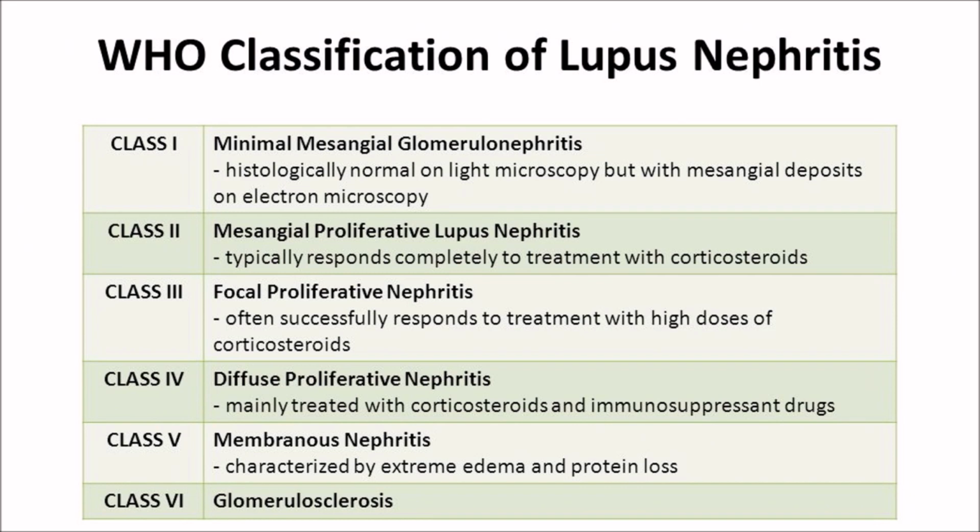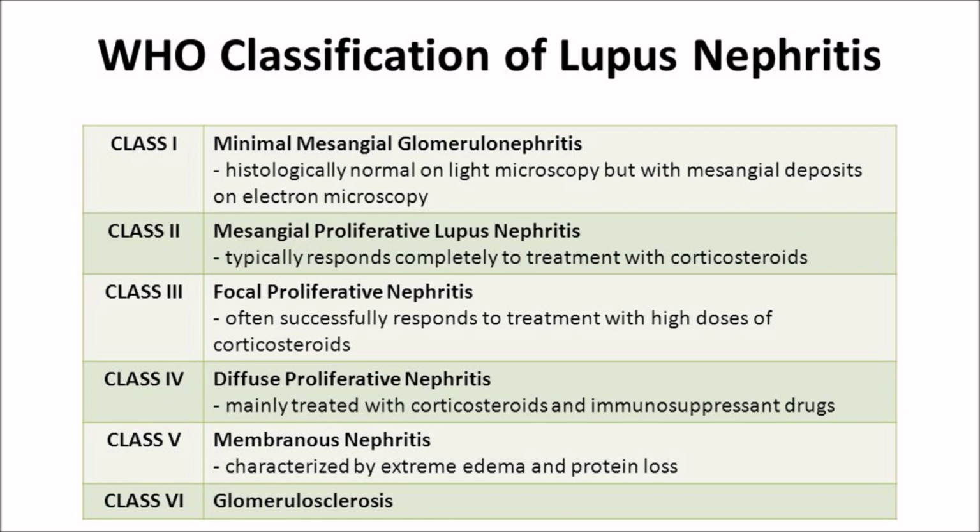WHO classification of lupus nephritis. As we said, the kidneys are the most affected organs during lupus erythematosus, together with the skin and the heart. There are 6 classes of lupus nephritis. First class, known as minimal mesangial glomerulonephritis: histologically normal on light microscopy, but with mesangial deposits on electron microscopy. Second class is mesangial proliferative lupus nephritis.